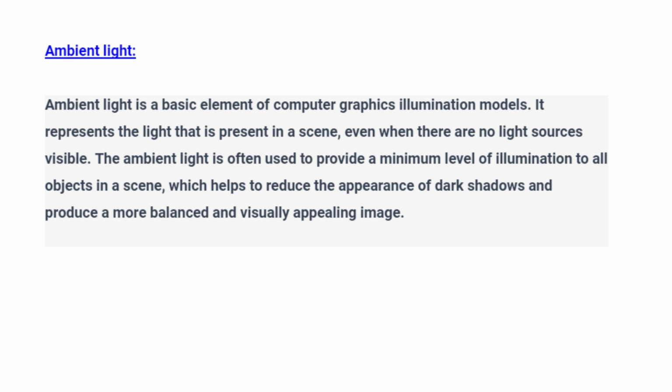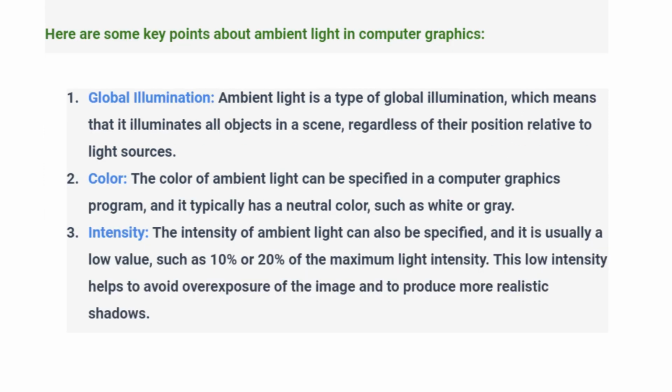The ambient light is often used to provide a minimum level of illumination to all objects in a scene, which helps to reduce the appearance of dark shadows and produce a more balanced and visually appealing image. Here are some key points about ambient light in computer graphics. Global illumination. Ambient light is a type of global illumination, which means that it illuminates all objects in a scene, regardless of their position relative to light sources.